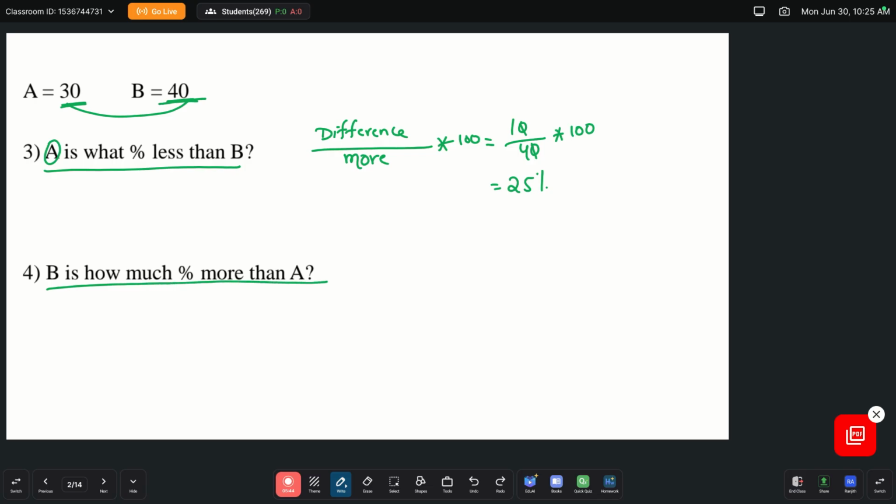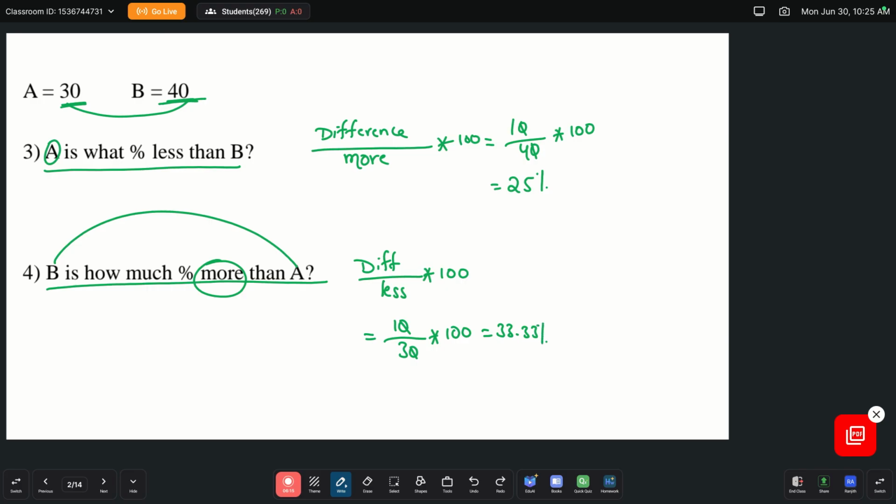B is how much percentage more than A? B got more marks than A. So again we need to take the difference. Since it is given as "more", in the denominator we need to write the less value into 100. The difference will be equal to 10. Less marks will be equal to 30. 10 by 30 is nothing but 1 by 3. 1 by 3 is nothing but 33.33. So we need to remember: for less, we write the more value in the denominator; for more, we write the less value in the denominator.